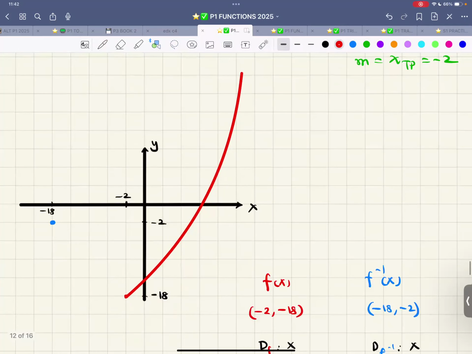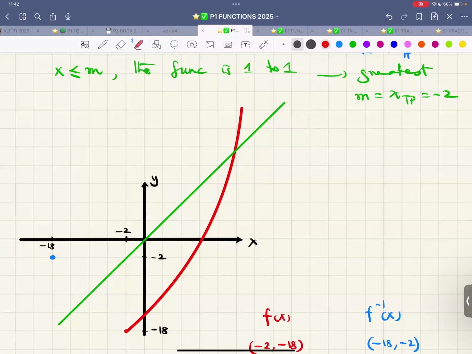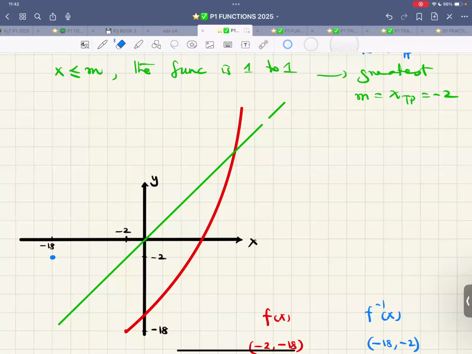Okay. Let me also draw a line in green color. That is y equals x. So this is the line in green color. That is y equals x. And let me make it dotted. Okay, all good, all clear.